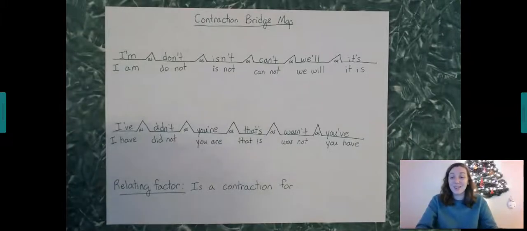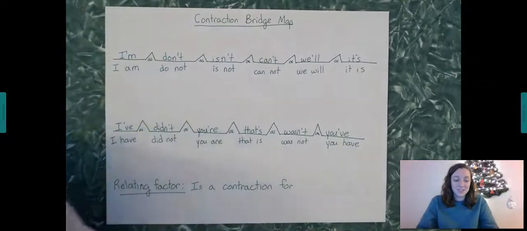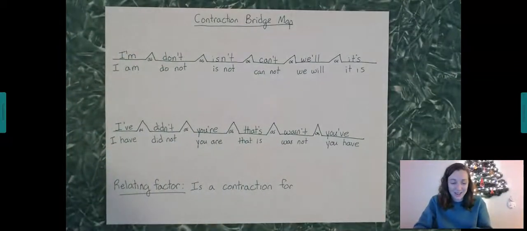Okay? All right, kiddos. Remember, you can always sing the Mary Had a Little Lamb contraction song if you'd like. Go back and listen to that to help you remember how to write contractions. And just keep practicing them.